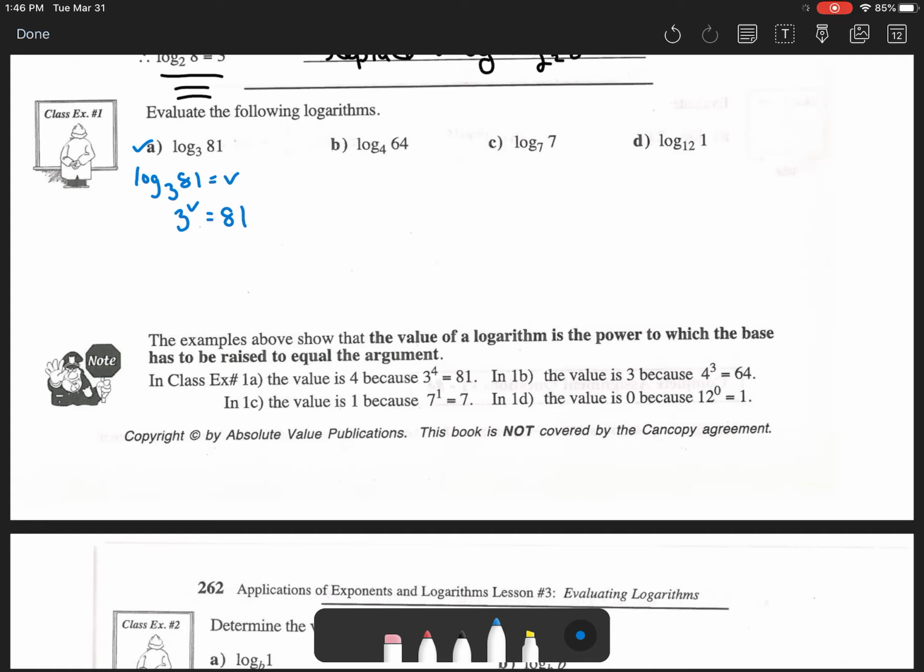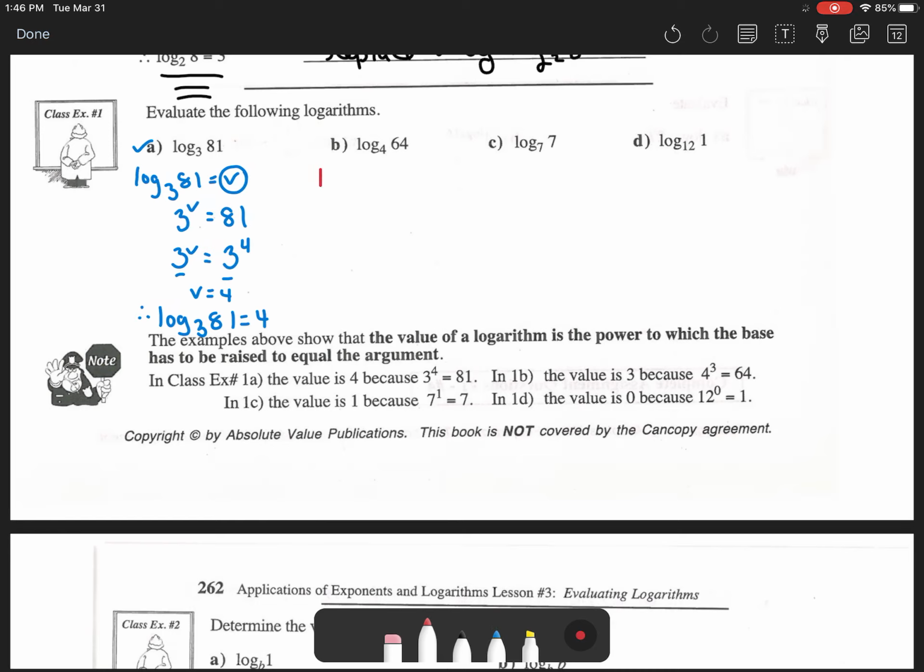Now I try to create powers with the same base. So 3 to the exponent of v will be equal to, I want to write 81 as a power with the base of 3. That's 3 to the exponent of 4. At this point, I just have the same bases, so I equate the exponents, so I can say v is equal to 4. And remember, this is what v was up there, so that has a value of 4. So therefore, you can now state that log base 3 of 81 is equal to 4. And there's your answer.